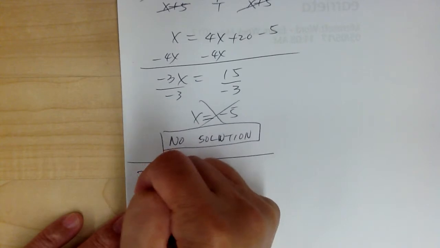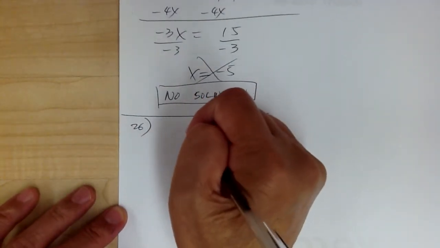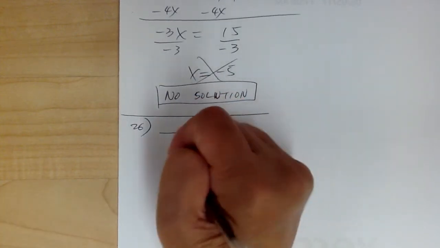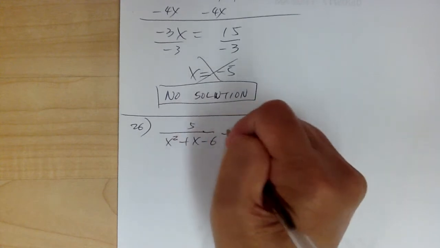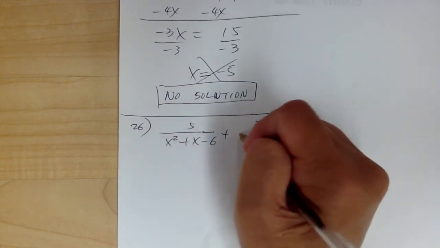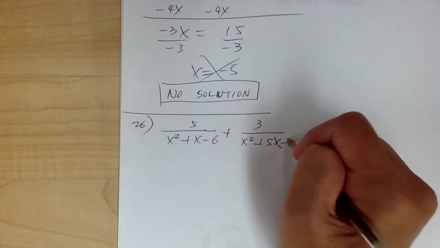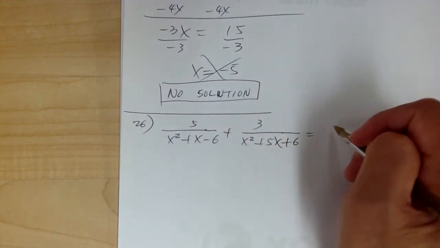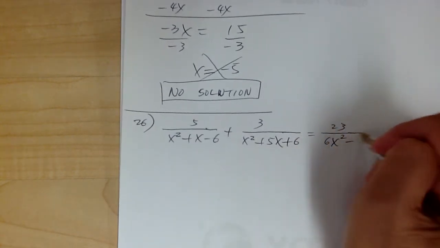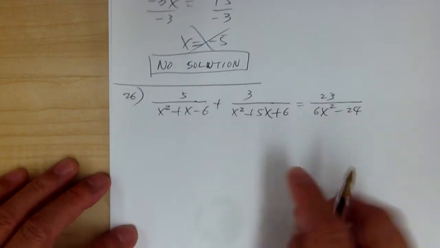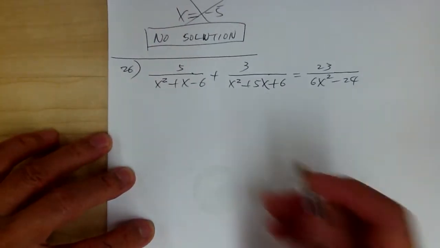Okay, let's go to number 26. You have 5 over x squared plus x minus 6, plus 3 over x squared plus 5x plus 6, equal to 23 over 6x squared minus 24. So the first thing you have to do is factor these in order to find your LCD.